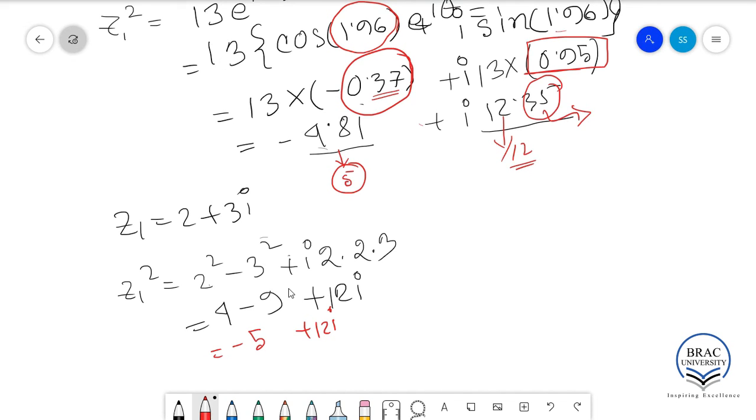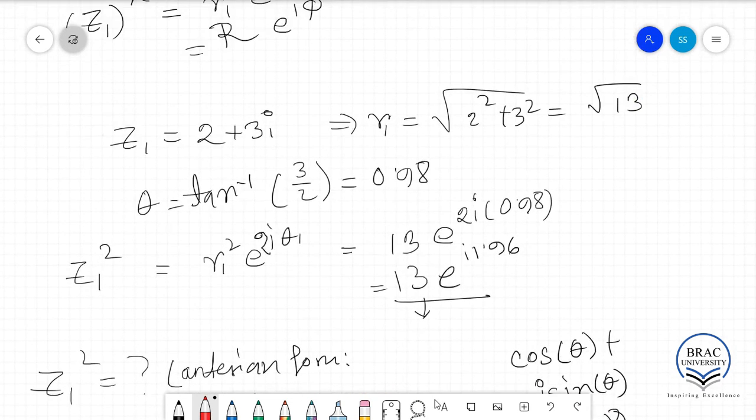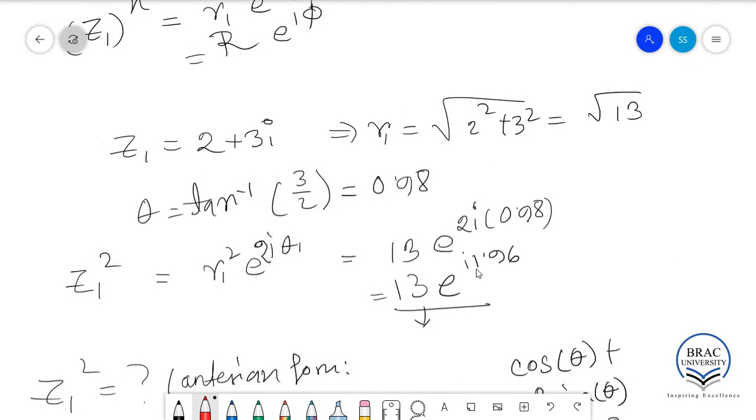And from this example we can conclude that working in the polar form is rather easier than working in the Cartesian form, and they will eventually give us the same result numerically, provided we take appropriate decimal places. So this will be it for today, and thank you.